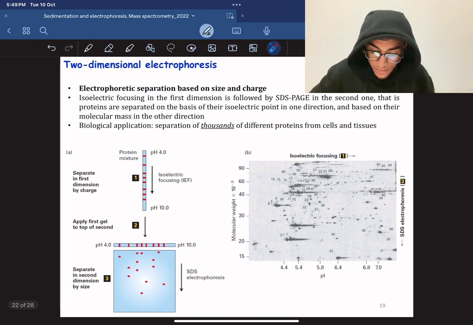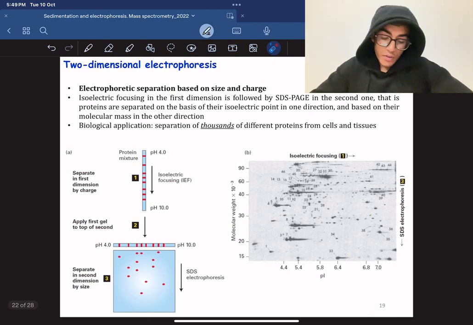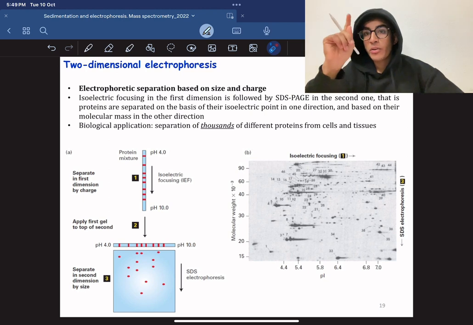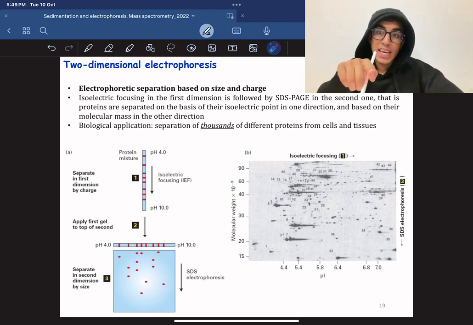So what do we do first? We find the isoelectric focusing point. Why? Because the isoelectric point we find is very, very important. Before we do SDS-PAGE, we need to find the isoelectric point. You know why? Let me explain.